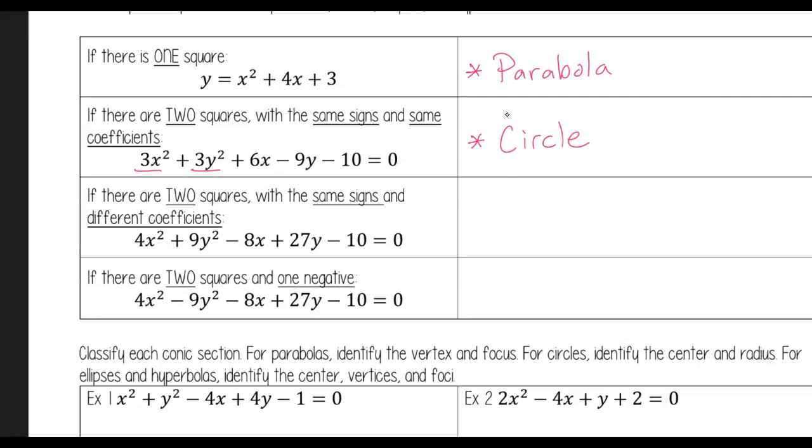What about when we have 2 squares with the same sign but different coefficients? What shape does this make? Yes, good, ellipse. It's an ellipse. What about if there are 2 squares and one is negative? Yeah, this is a hyperbola.